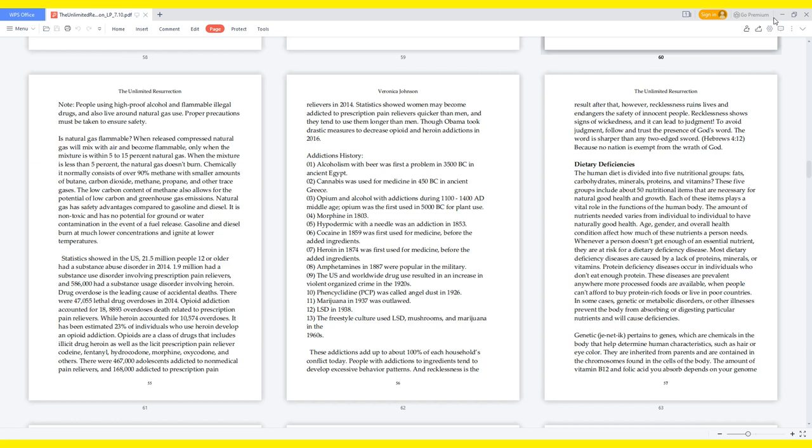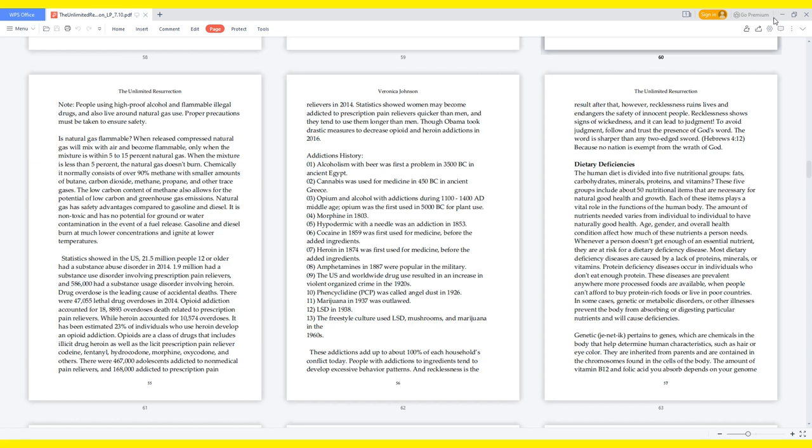Opioid addiction accounted for 8,893 overdose deaths related to prescription pain relievers, while heroin accounted for 10,574 overdoses. It has been estimated 23% of individuals who use heroin develop an opioid addiction. Opioids are a class of drugs that includes the illicit drug heroin as well as prescription pain relievers codeine, fentanyl, hydrocodone, morphine, oxycodone, and others.